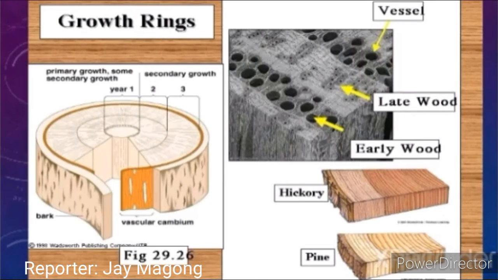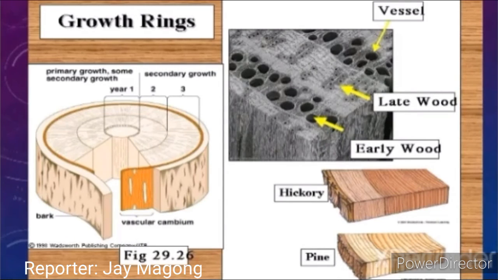Growth rings. The activity of the vascular cambium results in annual growth rings. During the spring growing season, cells of the secondary xylem have a large internal diameter and their primary cell walls are not extensively thick. This is known as early wood or spring wood. During the fall season, the secondary xylem develops thickened cell walls, forming late wood or autumn wood, which is denser than early wood.